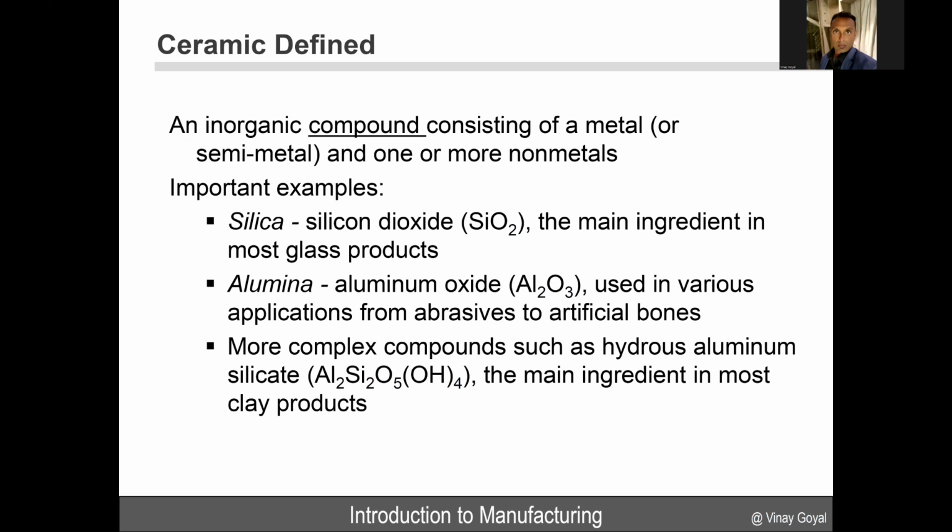How is ceramic defined? It's an inorganic compound that consists of a metal or a semi-metal and has one or more nonmetals. So let me give examples of two that we could discuss. Silica, which is silicon dioxide, is a main ingredient in most glass products. That's considered ceramic. Alumina is aluminum oxide, which is used in various applications from abrasives to artificial bones. And there are more complex compounds such as hydrous aluminum silicate, which is a main ingredient in many clay products.